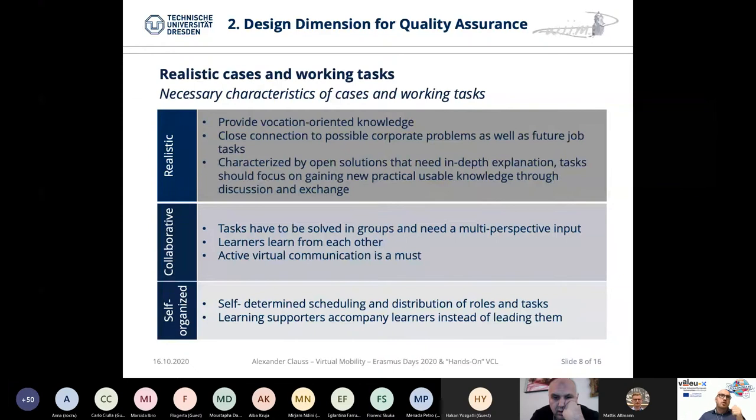Next, the task should be collaborative, so the students are able to solve them in groups, and active virtual communication should be a must. And the last point is that the task should be very self-organized, so that a student can do self-determined scheduling and distribute the roles and tasks on their own. This also has an influence on the learning supporters. Our learning supporters just accompany the learners instead of leading them.